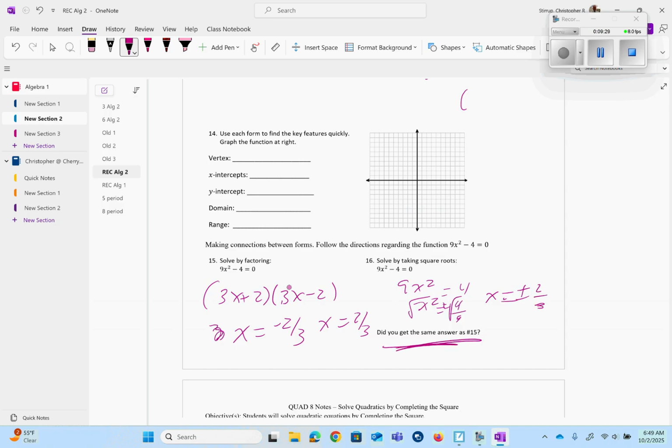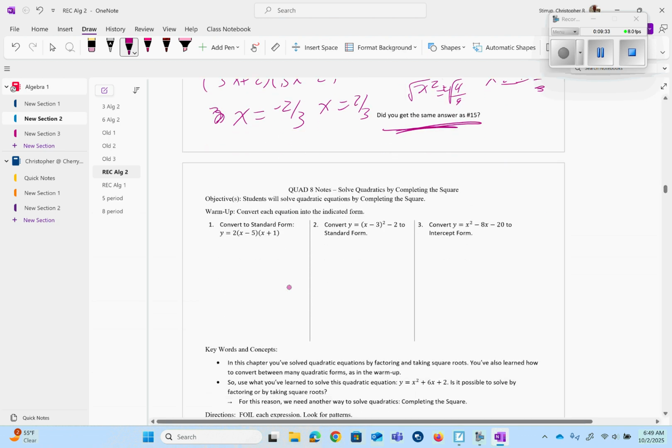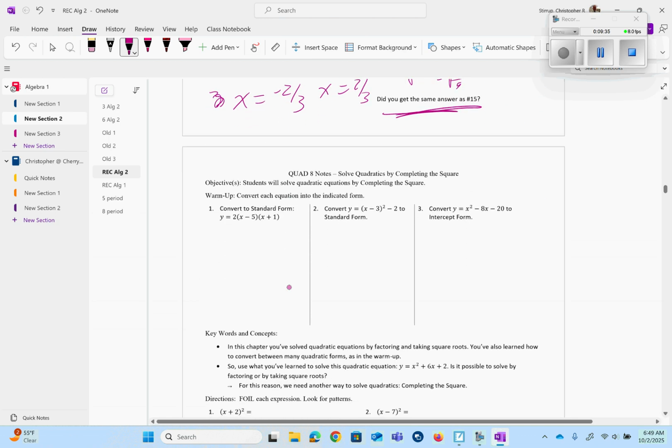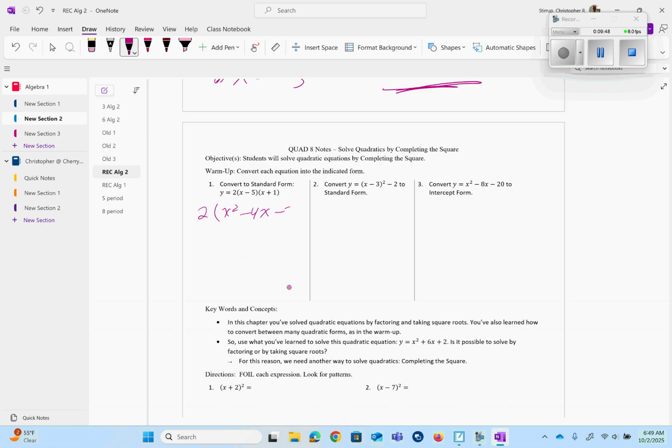Okay, this is going to be the next lesson, quad 8, so make sure we're on the same page when you're doing this. Convert to standard form, so we're going to multiply out first. So that's going to give me 2 times x squared minus 5x plus 1x minus 4x minus 5. Distribute 2 over to everything, so I'm going to get 2x squared minus 8x minus 10.